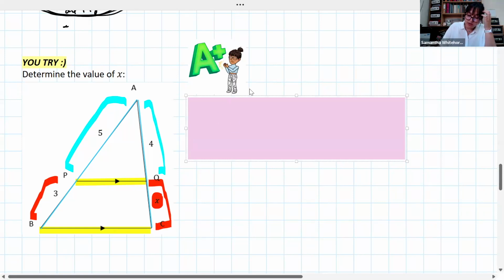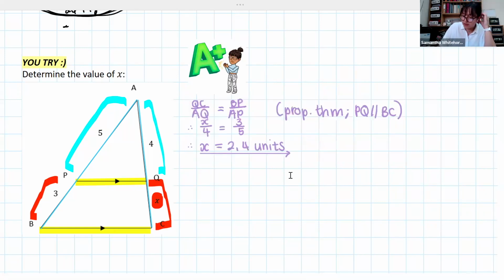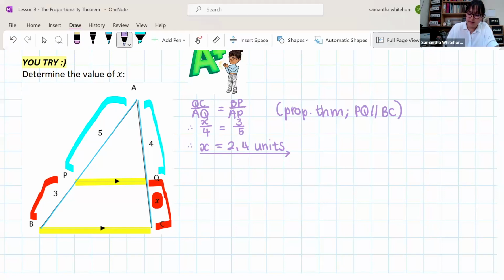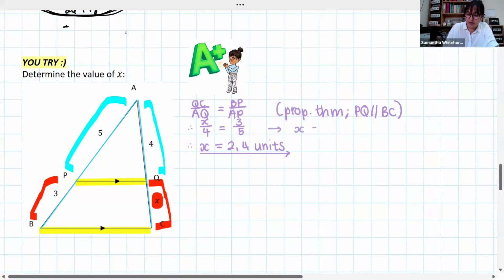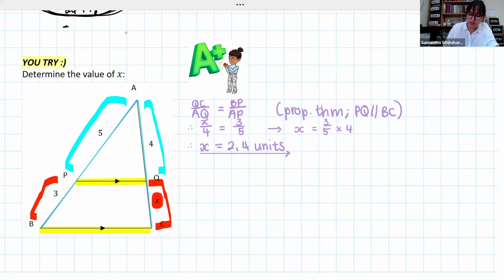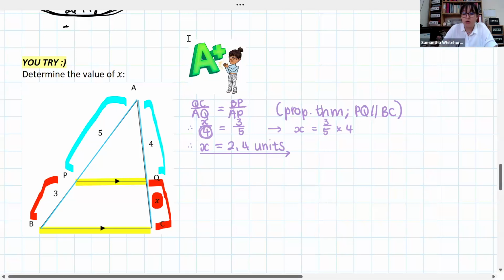Right, so if we have a look, this is essentially all we need to do. We set up our ratio. So exactly as I just explained it, QC, which is that X over AQ, is equal to PB over AP. We substitute in the information that we know, and then we solve. Just so we're all clear, what I did here is I said X is equal to 3 over 5 times 4, because remember, to get rid of that denominator, we will multiply both sides by 4, and that gave me the 2,4.